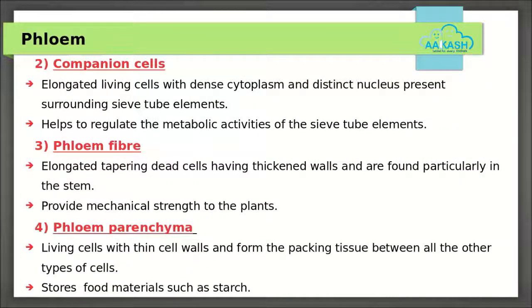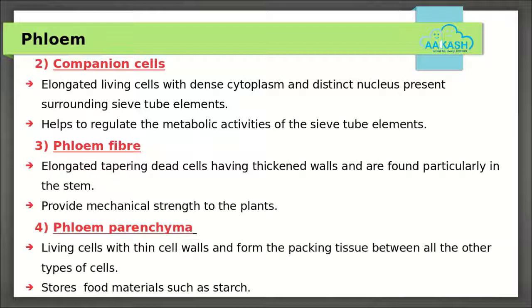Phloem. Number 2. Companion cells. These are elongated living cells with dense cytoplasm and distinct nucleus present surrounding sieve tube elements. They help to regulate the metabolic activities of the sieve tube elements. Number 3. Phloem fiber. They are elongated tapering dead cells having thickened walls and are found particularly in the stem. They provide mechanical strength to the plants.